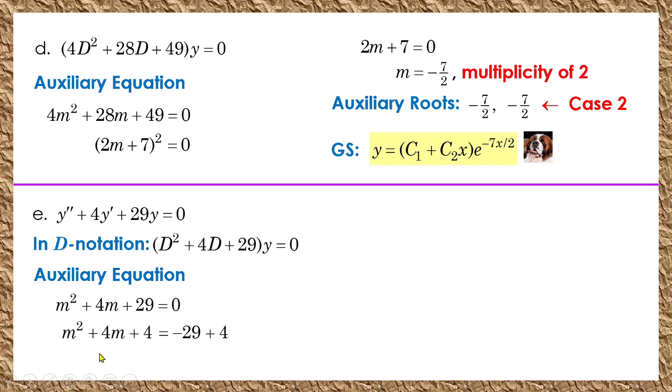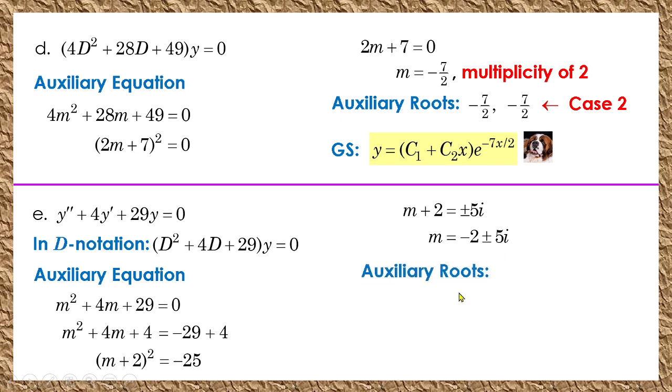Then the left side now is (m + 2) squared, and the right side is negative 25. Taking the square root of each side, we have m + 2 = ±5i. So m is therefore -2 ± 5i. What type of roots are these? Case 3, imaginary pair.